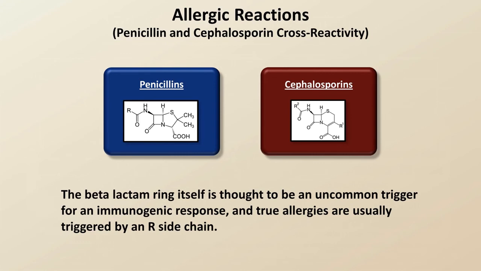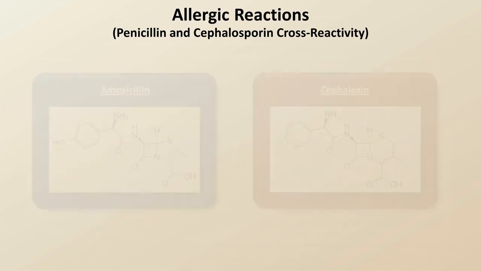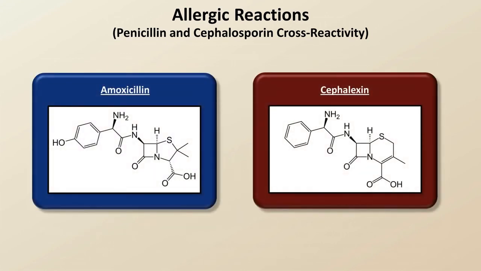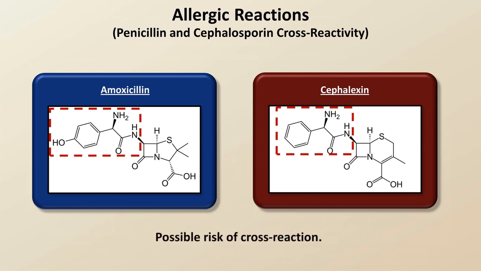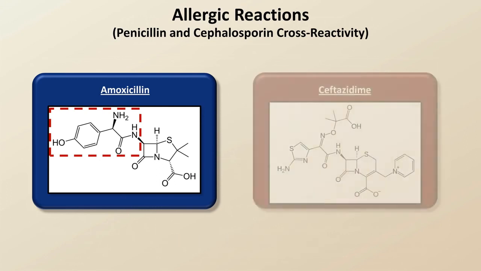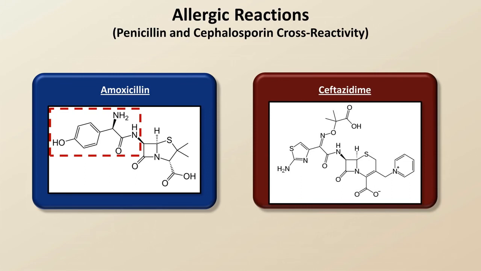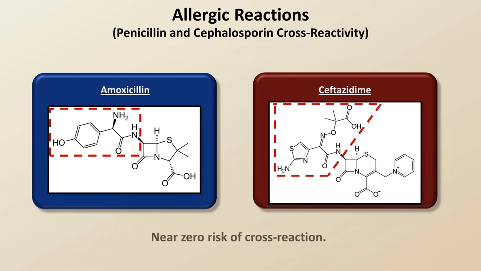To understand what this means, let's compare the penicillin amoxicillin and the first-generation cephalosporin cephalexin. Notice how similar these two side chains are. While not quite identical, the degree of similarity suggests the possibility of a cross-reaction between these two drugs. In contrast, here is the structure of the third-generation cephalosporin ceftazidime. That side chain is dramatically different, leading to a near-zero risk of cross-reaction.